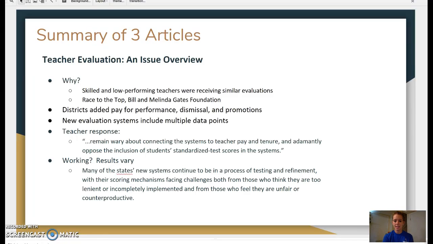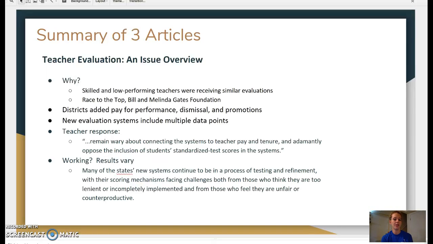Districts and states have added things, however, that create tension. That would be pay for performance, issues with dismissal, and obviously issues with promotions given evaluations. New evaluation systems across the country include multiple data points, observations, student growth, and a variety of other factors. The teacher response is varied.